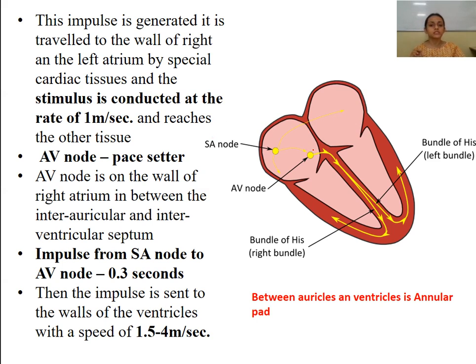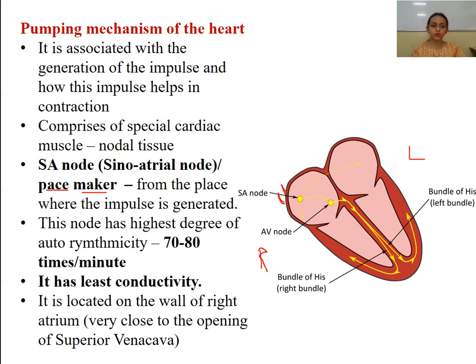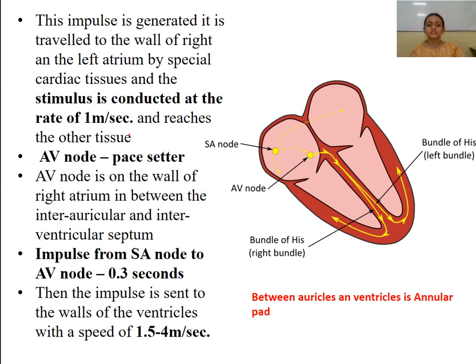Let us see what the other tissue is. The other tissue is called the AV node, and it is also known as the pace setter. So the SA node is called the pacemaker that generates the impulse, and once the impulse is generated, it travels to the walls of the atria and reaches the next special cardiac tissue, called the AV node. This AV node is known as the pace setter.